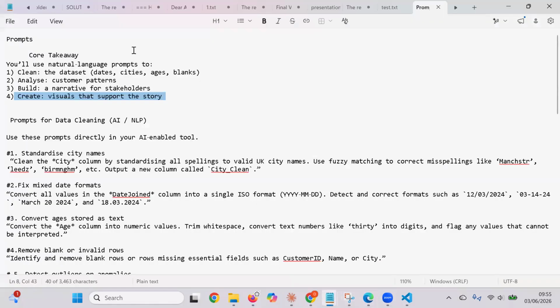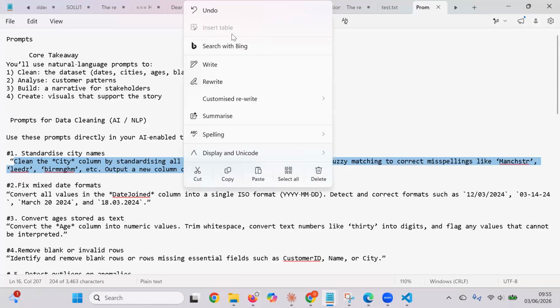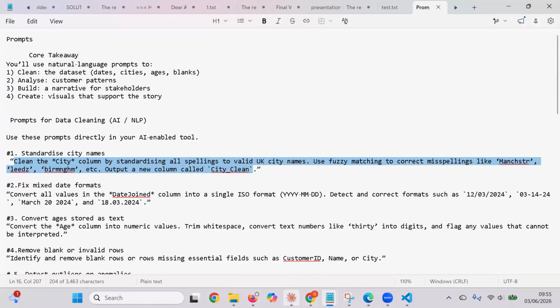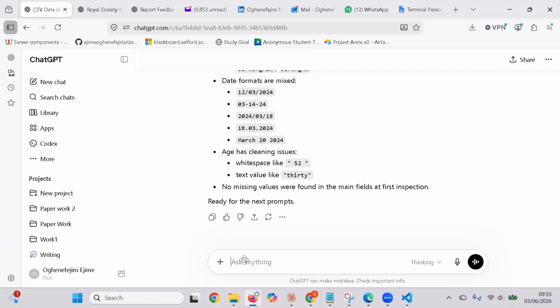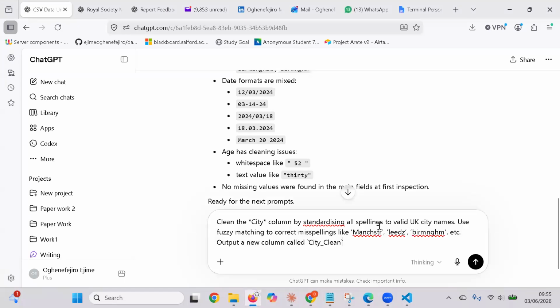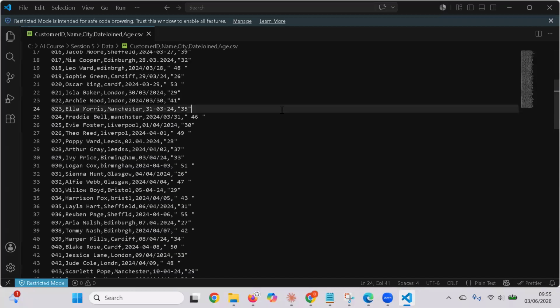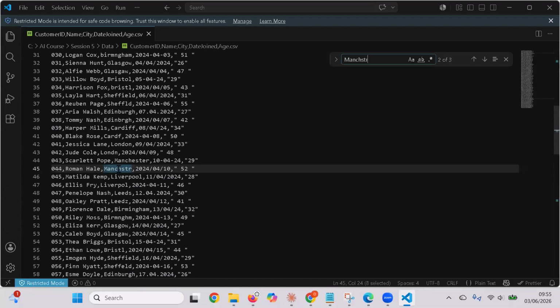Now, the next thing we need to follow up with is this file here. First, standardize the city names. To do that, you just copy this prompt. We want to standardize the city names because they are not really standardized. If we look at our sheet and I do Control F, look at Manchester: when someone was getting the data, they wrote Manchester wrongly. It's not really correct.